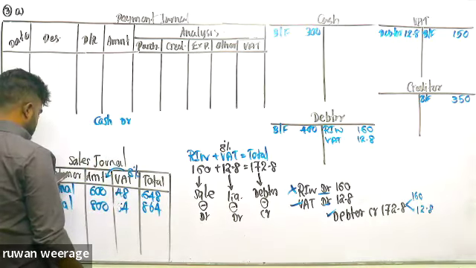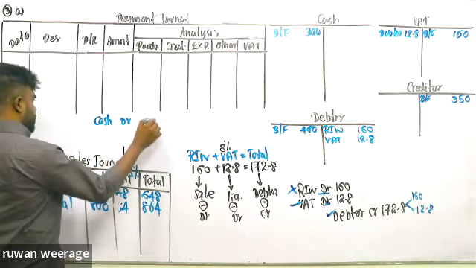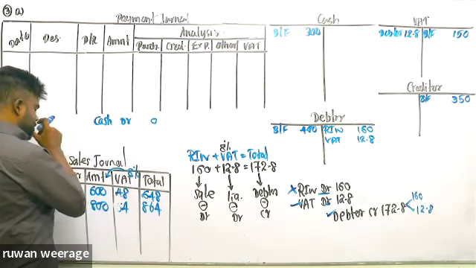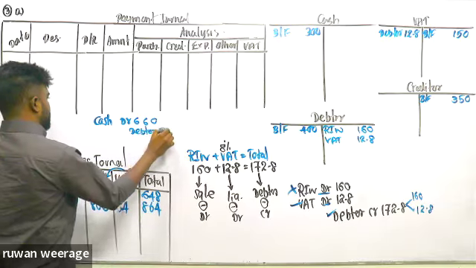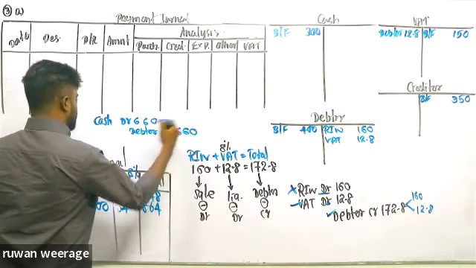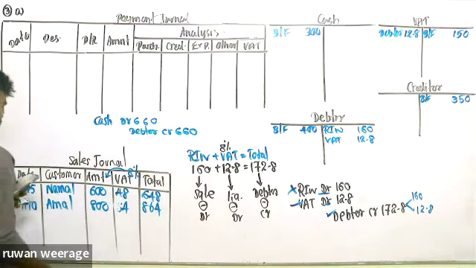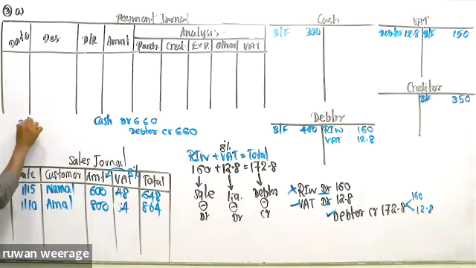How was the received amount total? 380 plus 280. 660. Debtor credit 660. Right? Discounts allowed double entry. Discounts allowed debit.